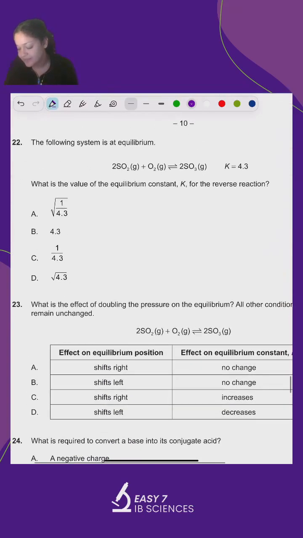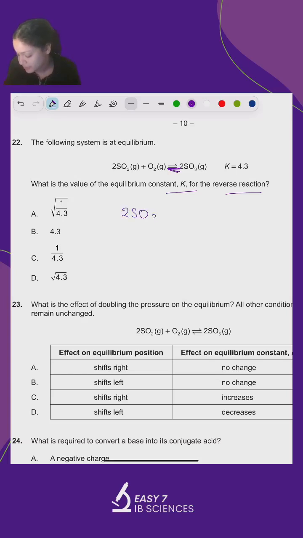The following system is at equilibrium. What is the value of the equilibrium constant K for the reverse reaction? So the reverse reaction is not 2SO2 plus O2 goes to 2SO3. It's the opposite, so it's 2SO3 going to 2SO2 plus O2. Now, I would recommend that you write it out in reverse so you do not mess this up, because we know that the equilibrium constant is products over reactants, right? So we want to write it out again.